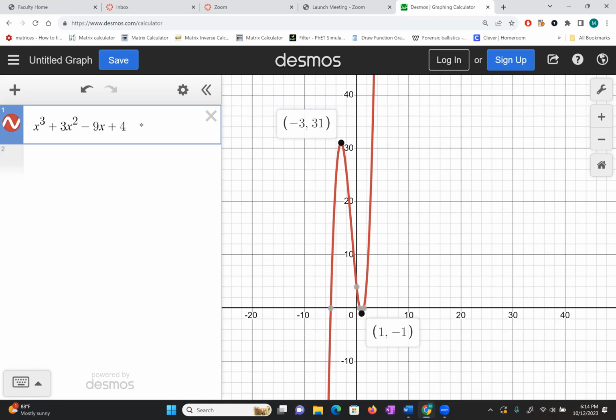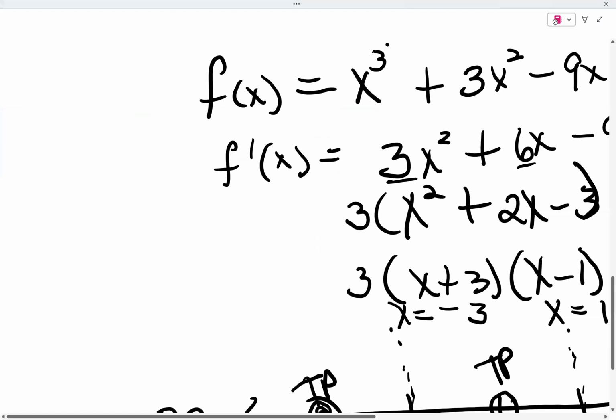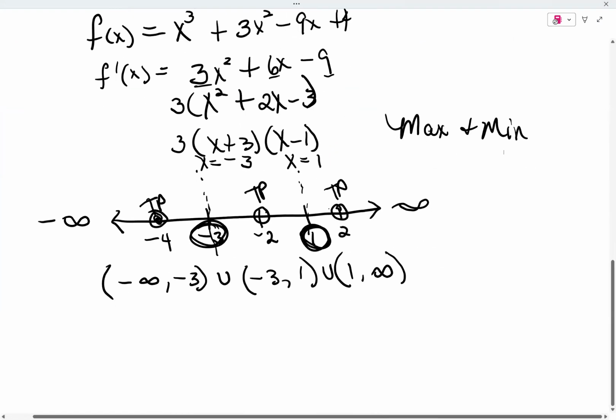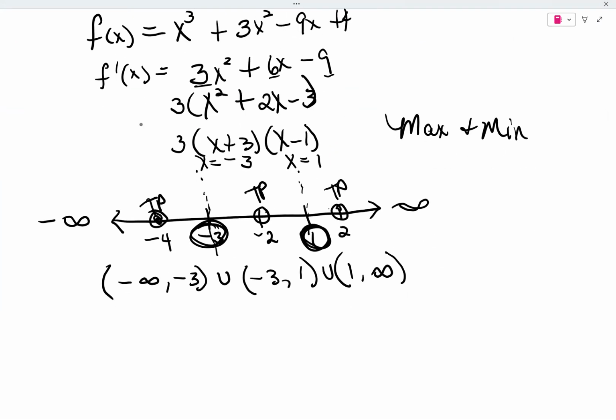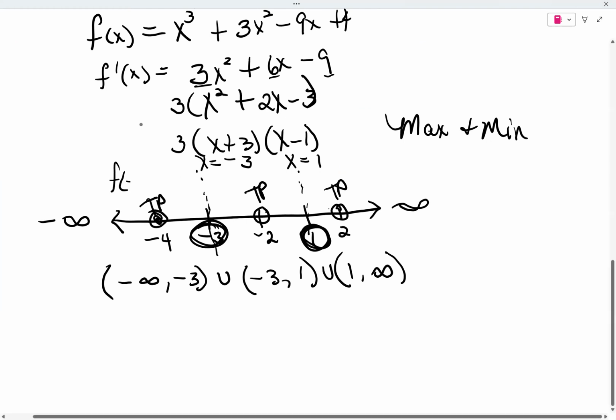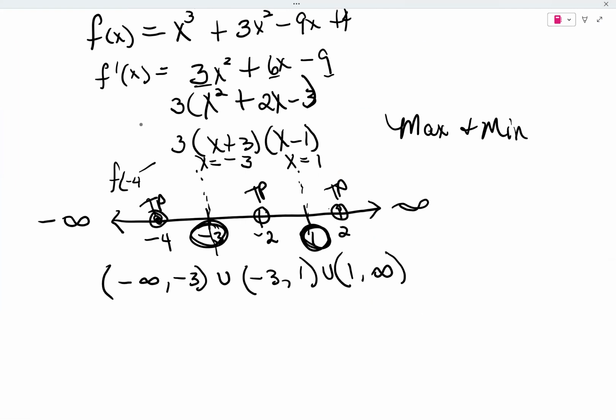Yes? Yes. If you're unsure, you can always go back and use a test point here, and look at the value of f of -4. Sorry, that was my dog. f of -4, and you notice that answer is 15. So it is positive, so it's going up on that interval. So this interval, we know it's going up. This is the interval where we noticed it's going down.